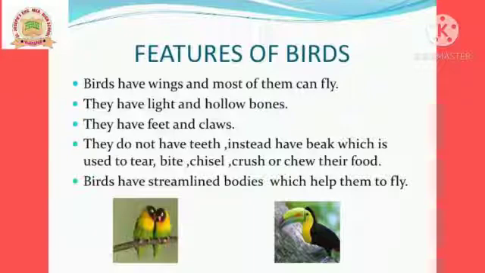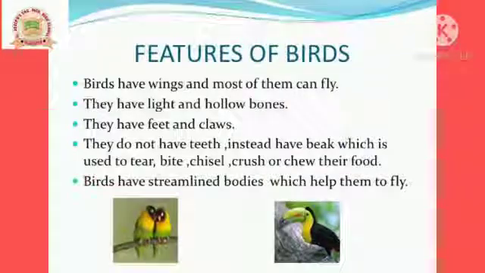The next one, they do not have teeth. Do birds have teeth, children? No, they do not have teeth. Instead of teeth, they have a beak. By using that beak, they can tear, bite, chisel, crush or chew their food. Birds have streamlined bodies which help them to fly. Streamlined means pointed at the head and tail region. It is a streamlined body. Because of that reason, they also fly easily. Got it, children? How can the birds fly?